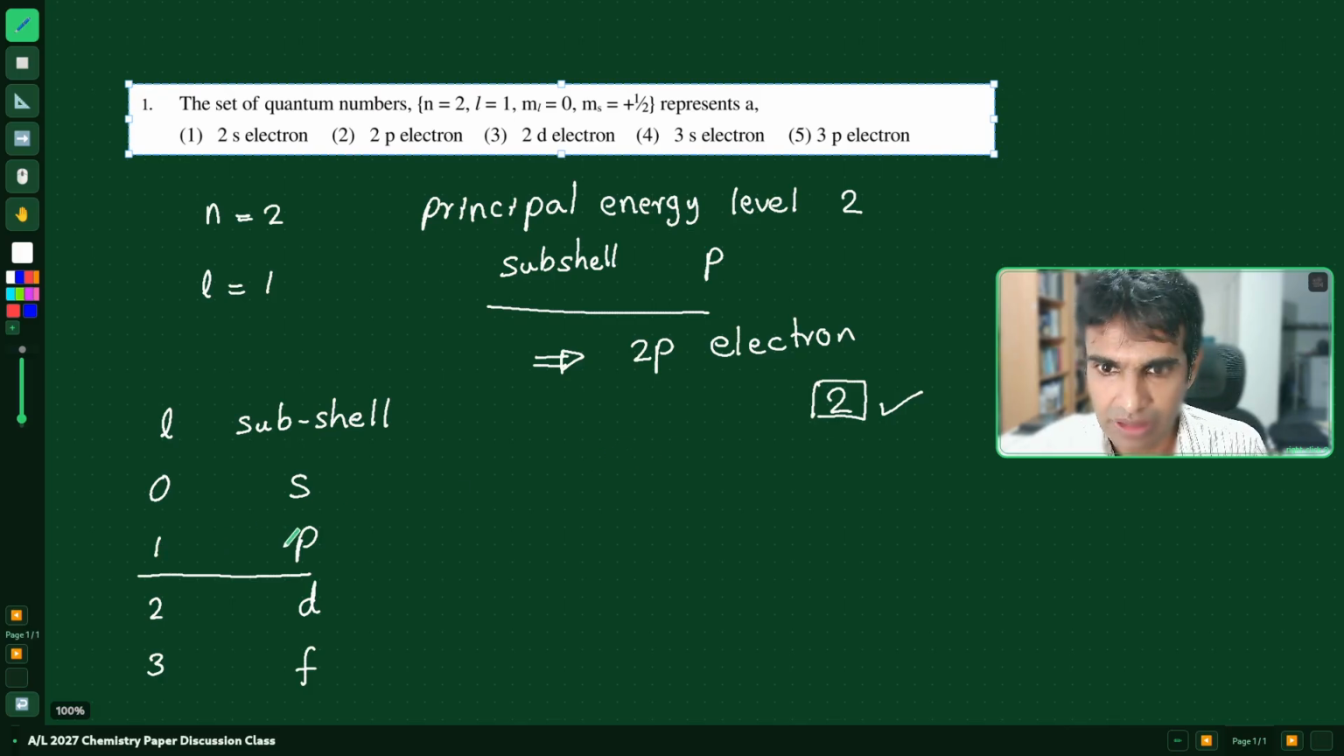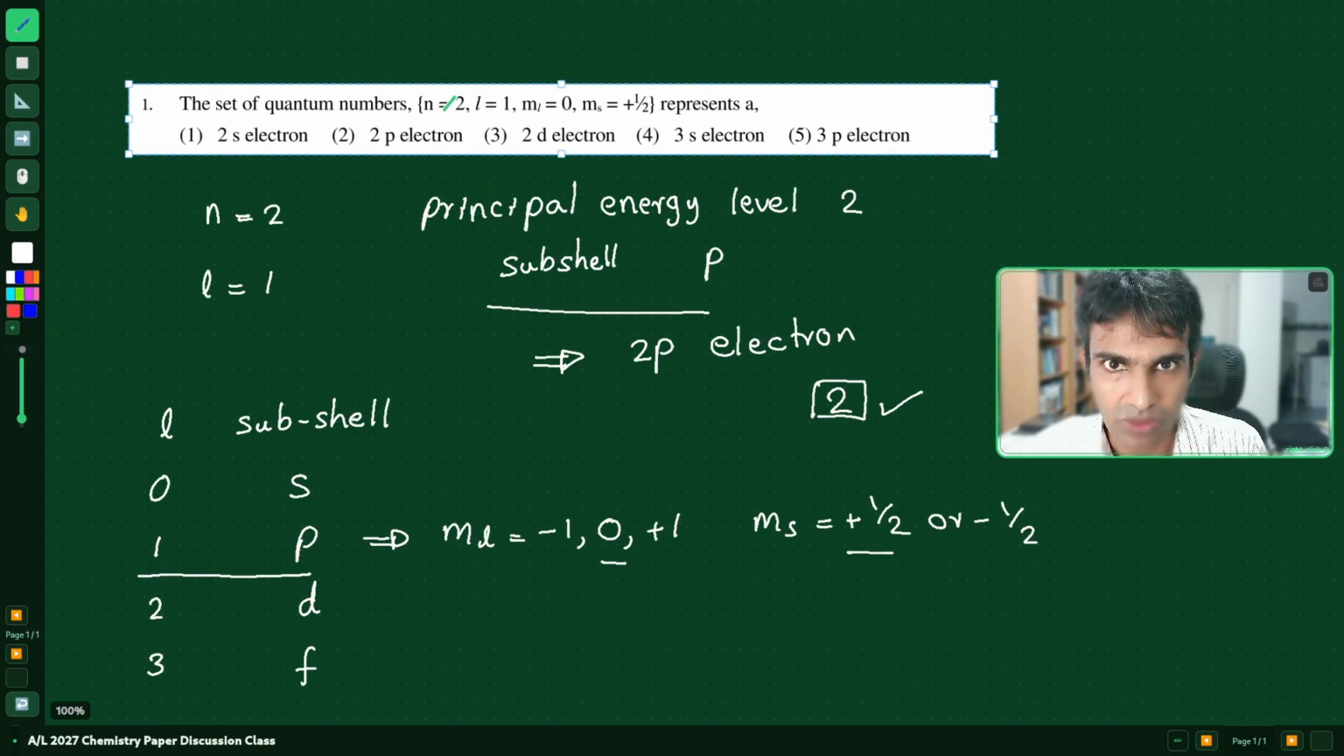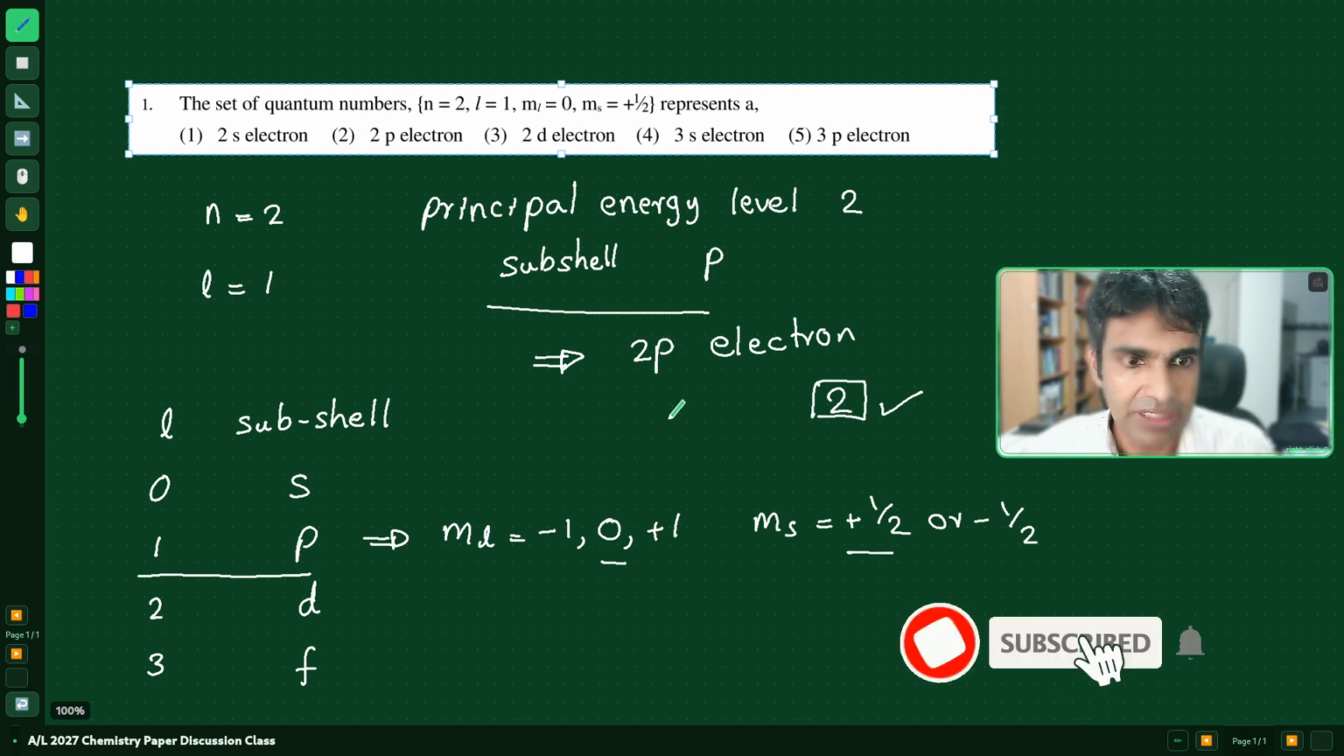So when the azimuthal quantum number is 1, the magnetic quantum number can be -1, 0 or +1. In this case it is 0. The spin quantum number can be +1/2 or -1/2. In this case it is +1/2. So this set of quantum numbers is a possible quantum number set for a 2p electron. Therefore it deduces that our selection is correct.